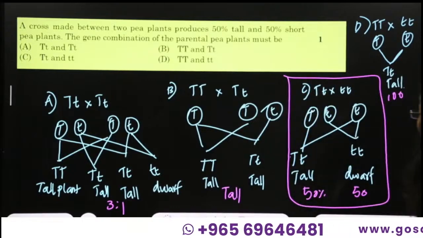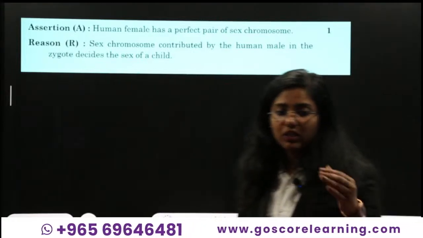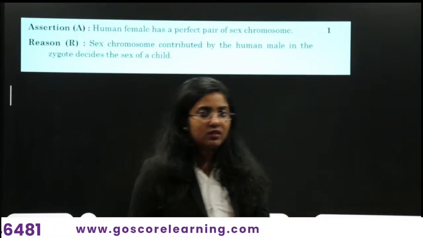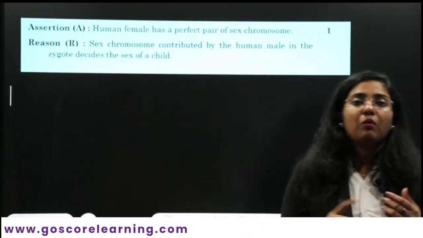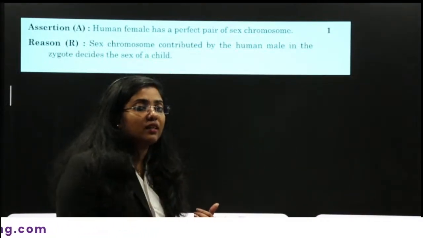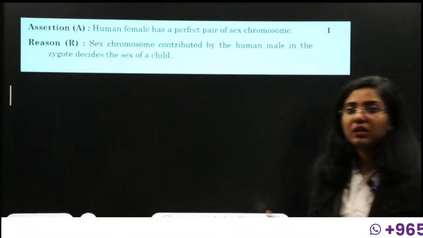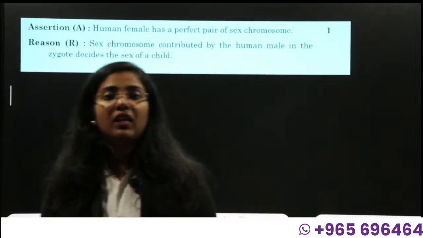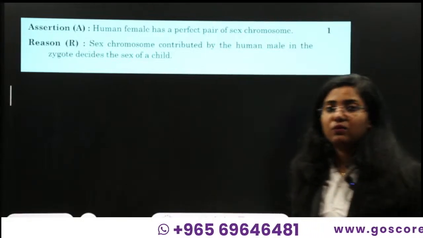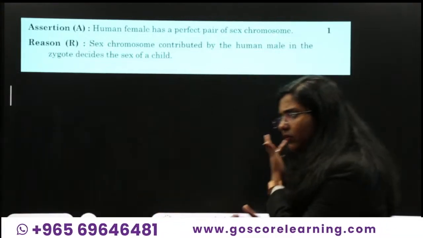Then next question. What is the next question? It is about assertion reason. I didn't mention the different options in assertion reasoning. First, I will mention the different options. The first option is both the assertion and reason are true, and R is the correct explanation for A. The second option is A and R are true and R is not the correct explanation for assertion. The third option is A is true and R is false, and the fourth option is A is false and R is false. So these are the different statements of assertion, and you have to understand this.